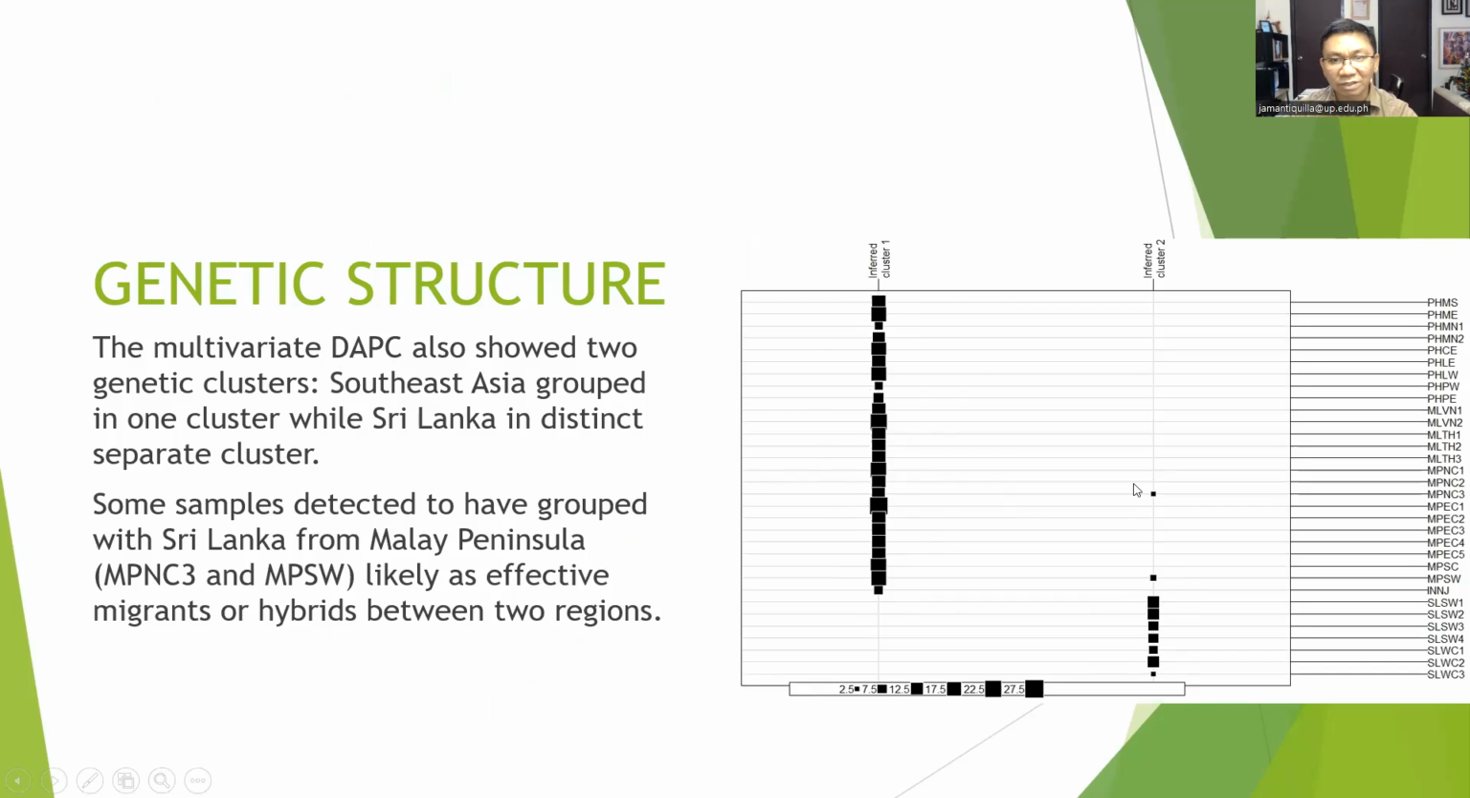However, we observed some samples grouped with Sri Lanka coming from the northern coast and southwest, which were likely effective migrants or hybrids between these two regions.